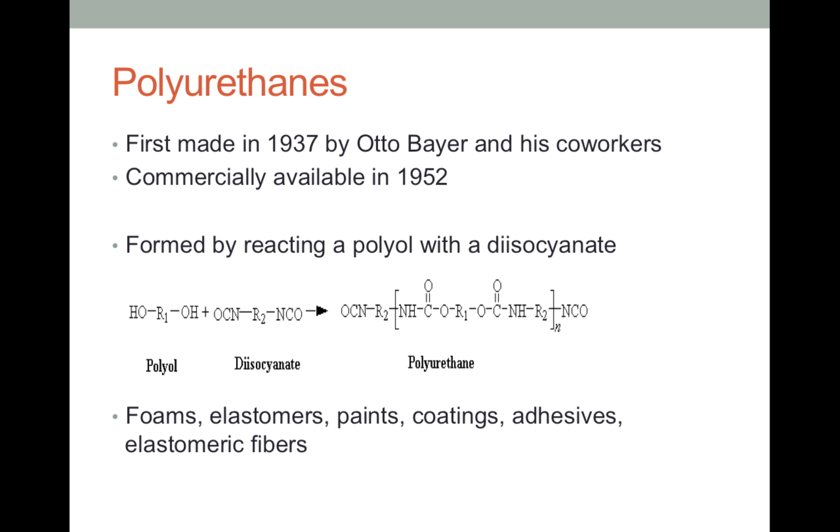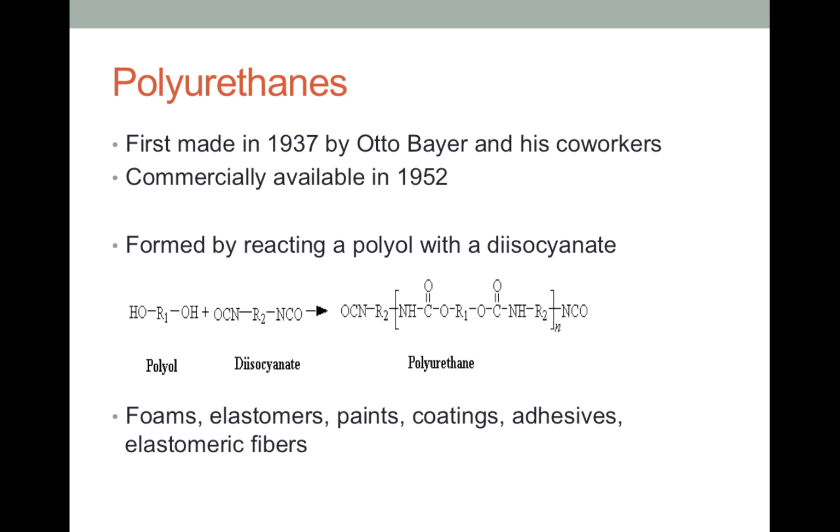Early production of polyurethanes was focused on fibers and flexible foams. In 1954, toluene diisocyanate, also known as TDI, and polyester polyols were used to produce flexible polyurethane foams. Polyurethanes are formed by reacting a polyol, which is an alcohol with more than two hydroxyl groups, and a diisocyanate or a polymeric isocyanate. The figure here shows the reaction between a polyol and a diisocyanate to form a polyurethane.